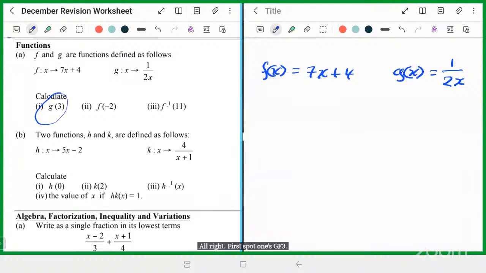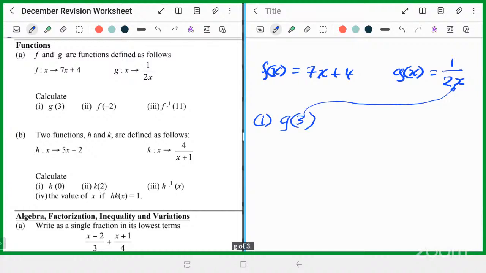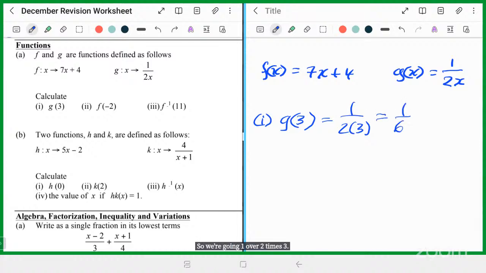We're talking now. G of 3 means that we're going to put 3 in the g function right there. So first part, g of 3 coming inside the g function. So it becomes 1 over 2 times 3, which is 1 over 6.